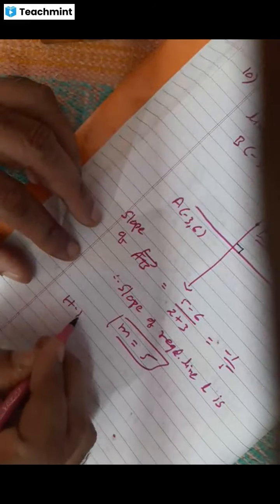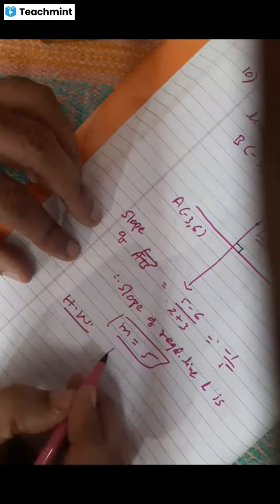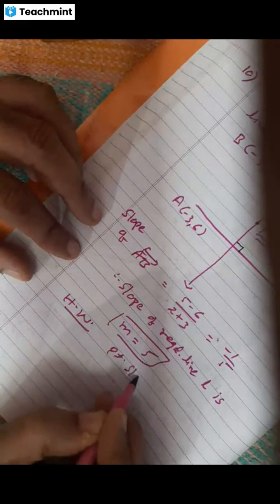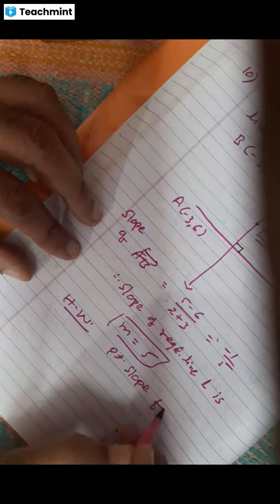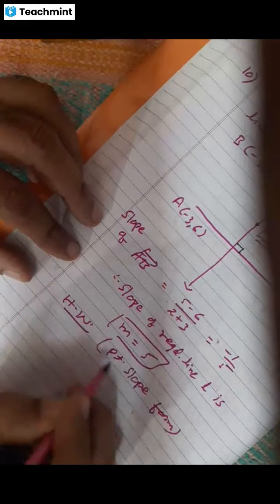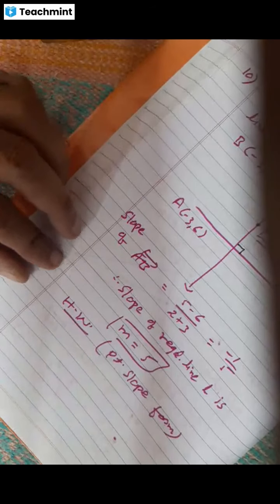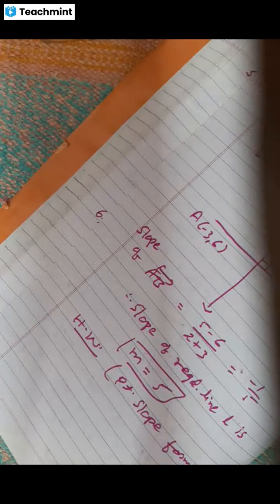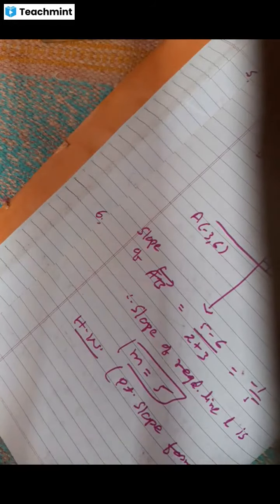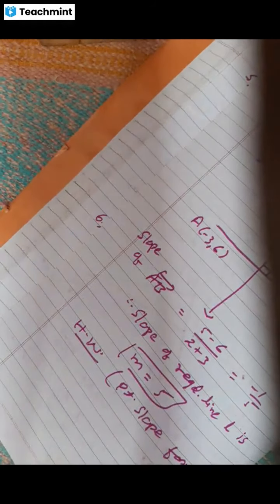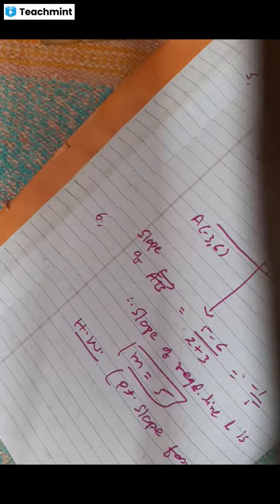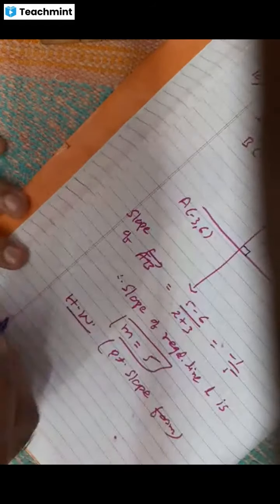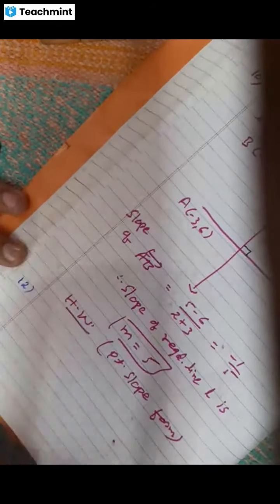So the remaining, you just have to finish in the homework. Use the point slope form: y minus y1 is equal to m into x minus x1. Now, sum number 12. All of you, please see sum number 12 in the textbook, page number 220.